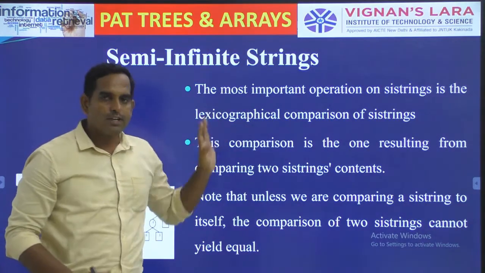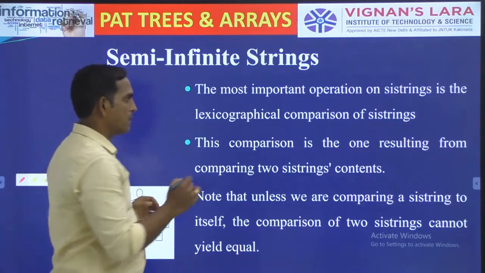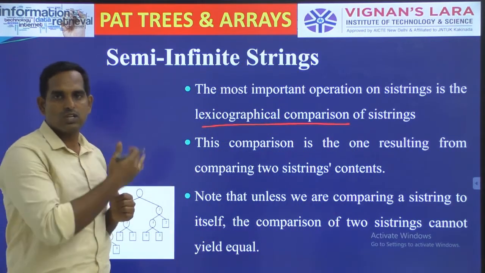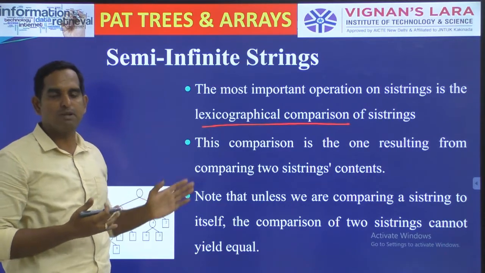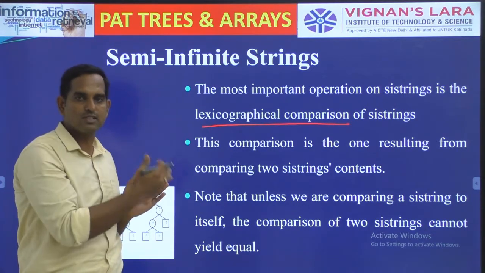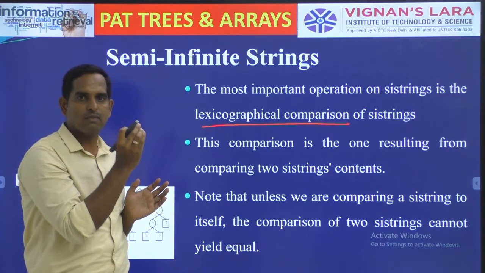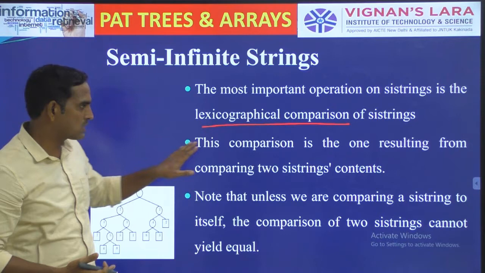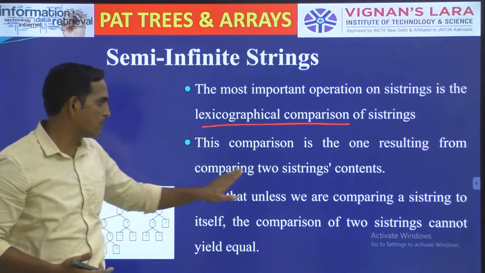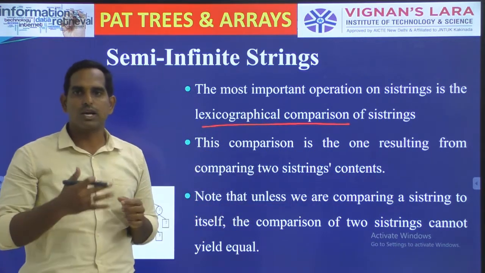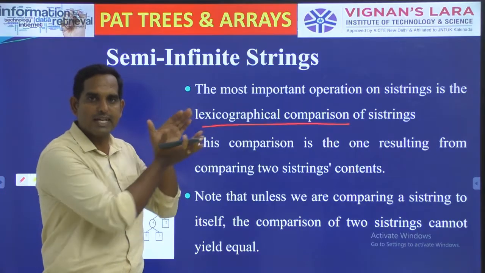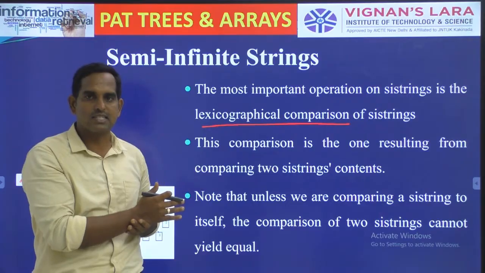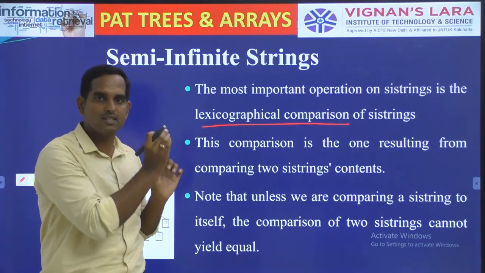The most important operation on your sistrings is the lexicographical comparison of your sistrings. Lexicographical comparison is mainly about the order of your sistrings, considering the alphabetical order. This comparison results from comparing two sistring contents. The comparison should be done between the contents of the sistrings, not just the numbers, that is, not just where you start the string. You should be comparing the contents of the sistring.